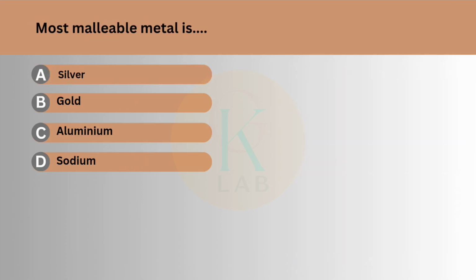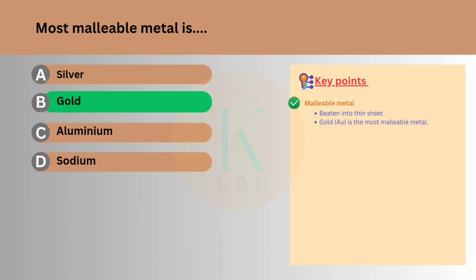Next question. The most malleable metal is. The correct answer is option B, gold. Now some important key points. You know the definition of malleable metal, that a malleable metal can be beaten into thin sheets. So gold is an important malleable metal. The symbol of gold is Au. Au means aurum.